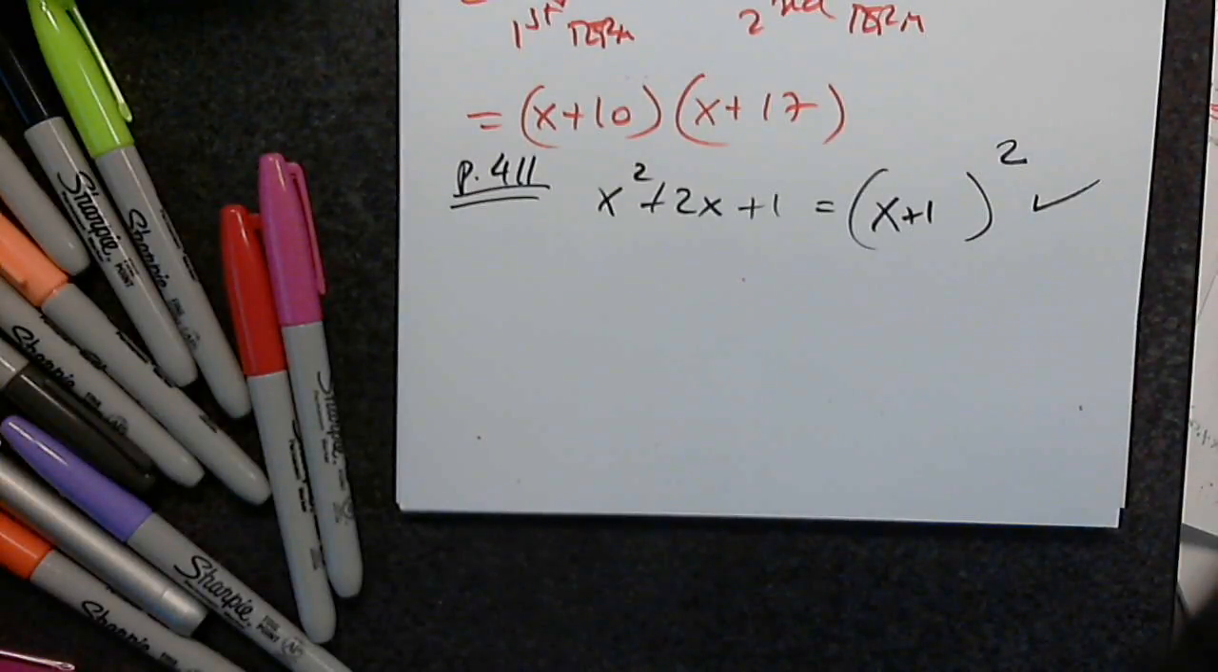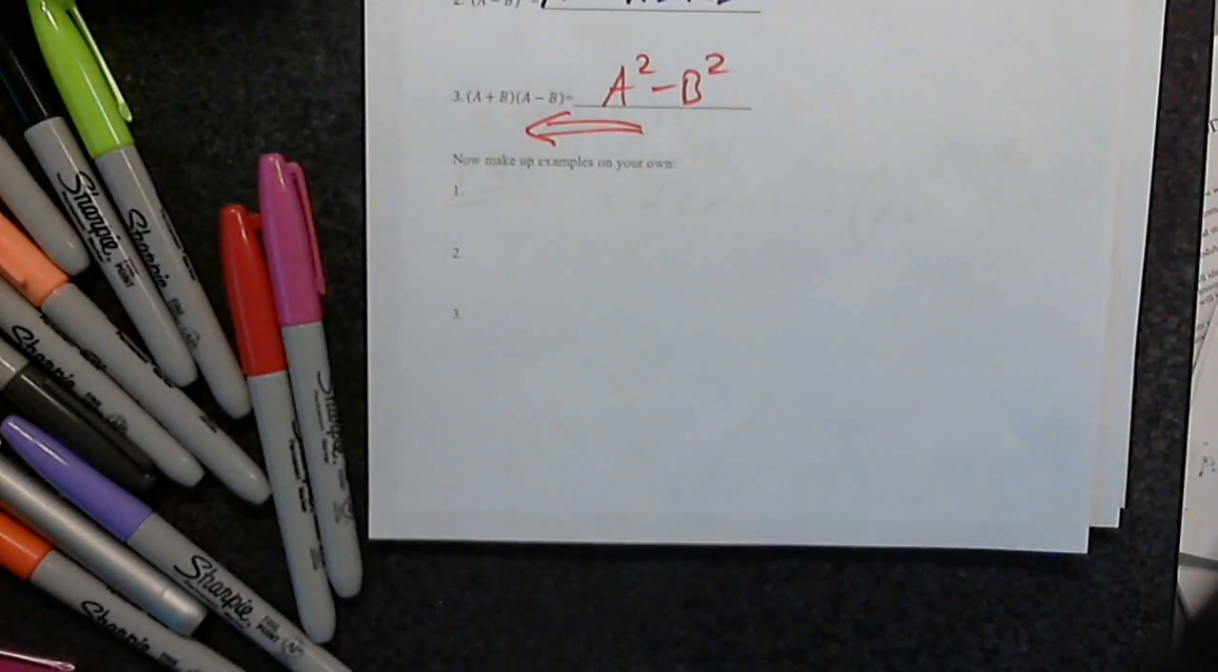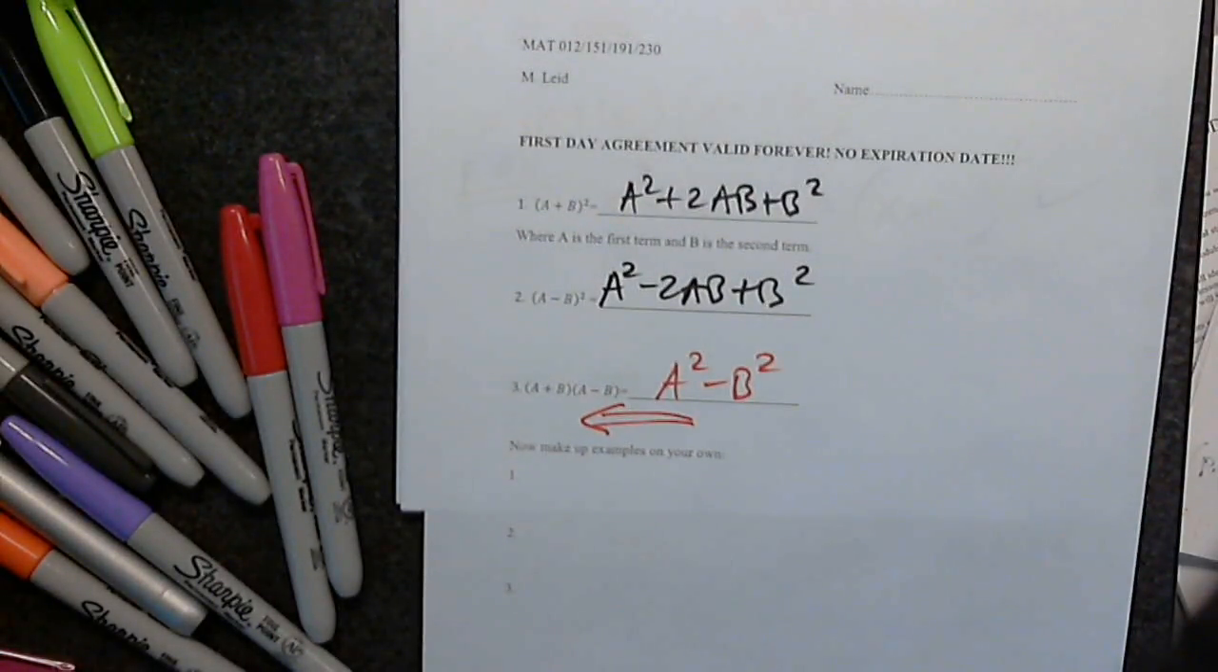Wait, how did you know 2x again? See? Because he's still foiling. No, I'm kidding. I don't know. From here I know the 2x. 2 times the first times the second.